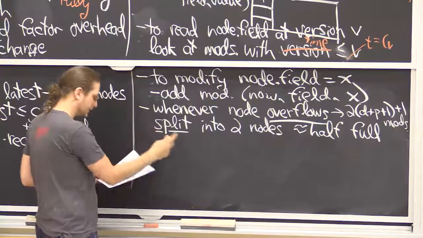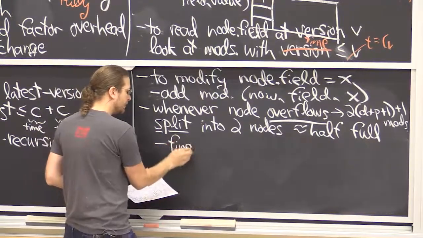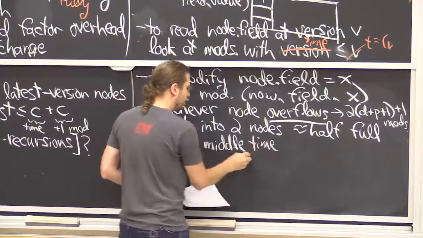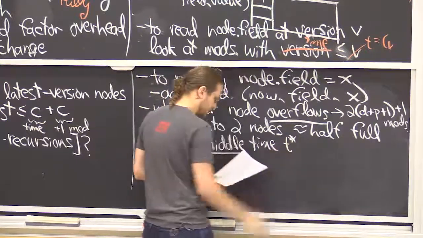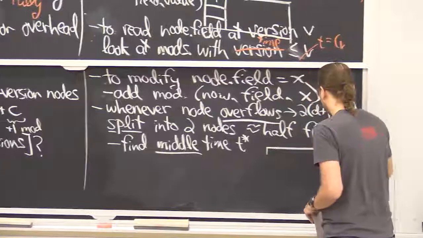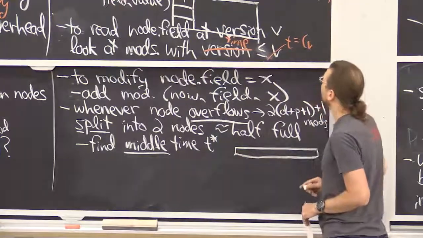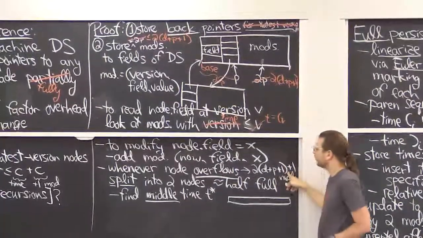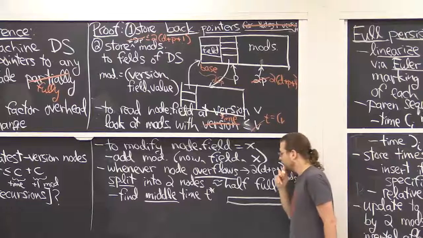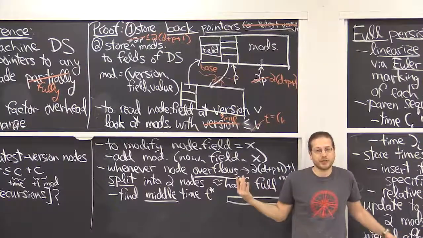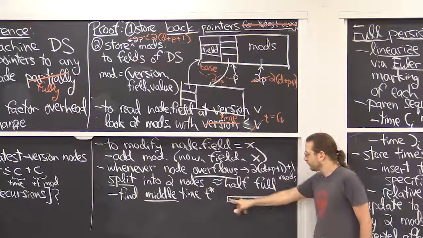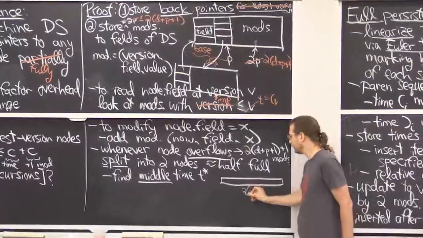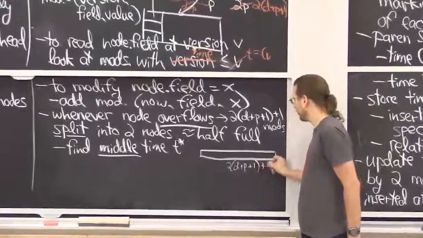This is not obvious. What we're going to do, first of all, is find the middle time, t star. So I'm going to draw a picture. Conceptually, take one of these nodes with mods in it. It's got this huge number of mods, and sort them by time. Time is linear, so let's sort them by time. This is the mod with the earliest time. This is the mod with the latest time. The total number here is 2d plus p plus 1 plus 1.